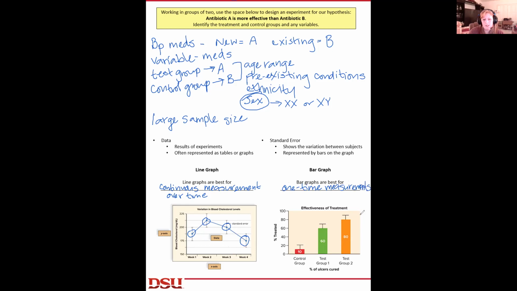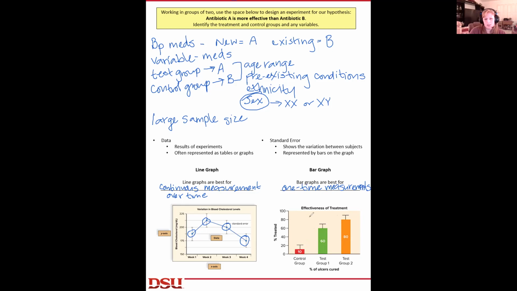So in this case, it's showing the percent of people treated and the percent of ulcers cured. And this is a one-time measurement. It's looking at each group on the whole, rather than looking at the percent of ulcers cured over time.